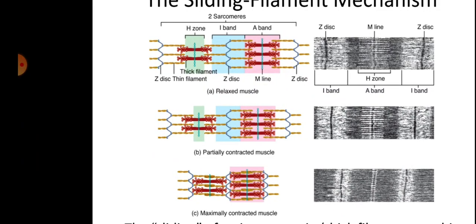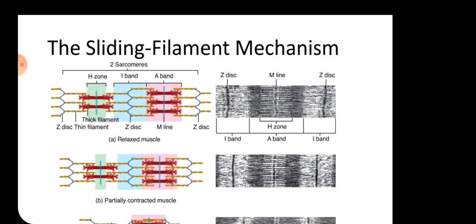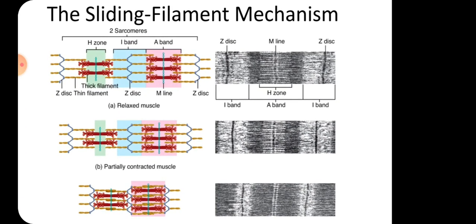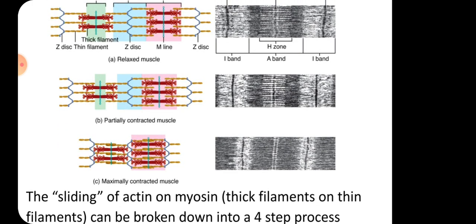Here you can see a photograph of the sliding filament mechanism. In this photograph, you can see that in the middle photograph, the H zone has been reduced, and in the third photograph, you can see the zone has completely disappeared and the muscle has shortened in size.